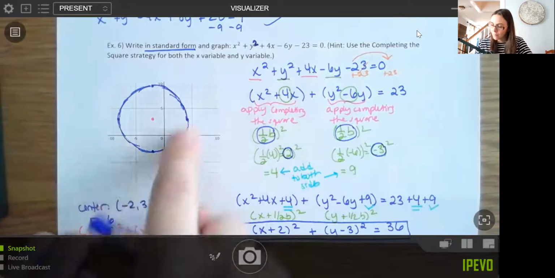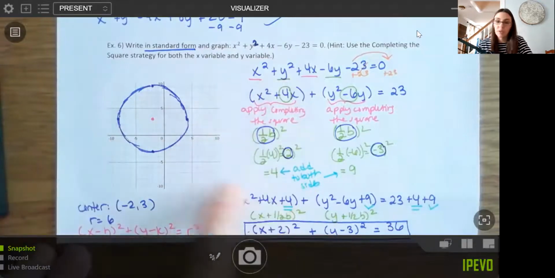So this is going to be my circle, and we were able to write it in standard form and then also to graph it.